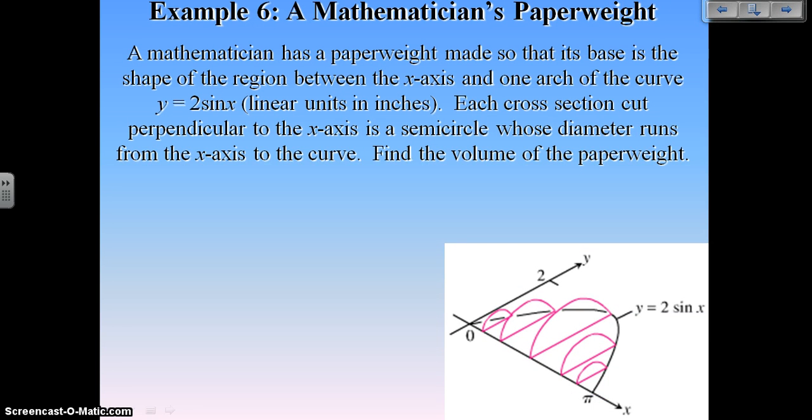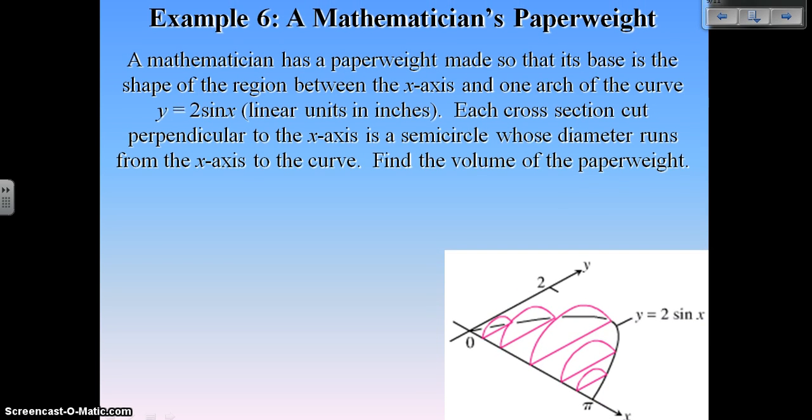And now let's move the screen back up just a little bit. This is one of my favorite problems. Making a paperweight. A mathematician has a paperweight made so that its base is the shape of the region between the x-axis and one arc of the curve y equals 2 sine x. Each cross-section cuts perpendicular to the x-axis, and so on and so on and so on. Now, of course, only a mathematician would make a paperweight that follows the pattern of a trigonometric function. Yet we are special that way, ladies and gentlemen. You should appreciate us. So our job is to find the volume of this paperweight.